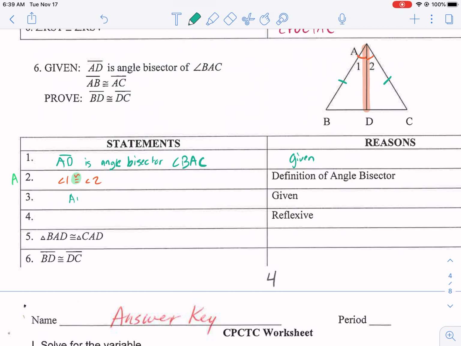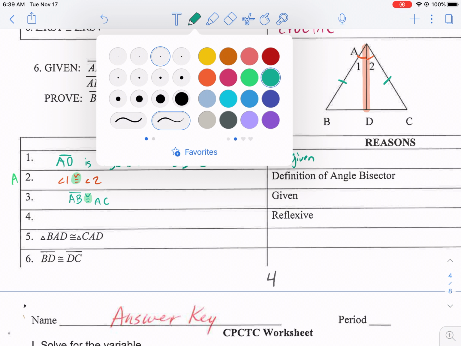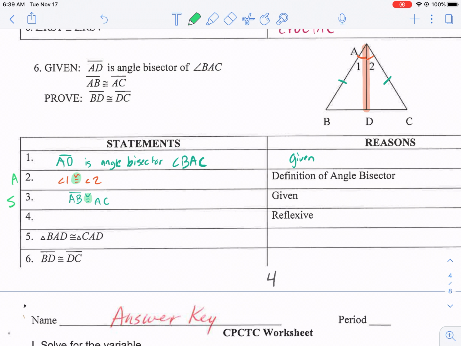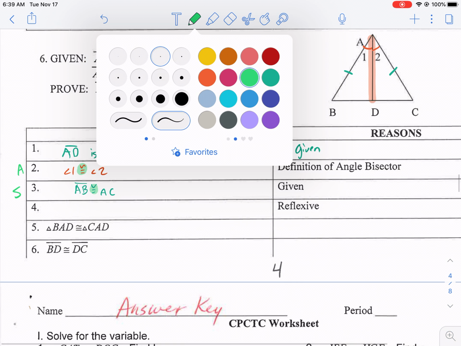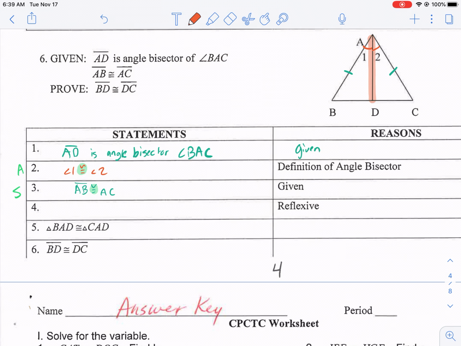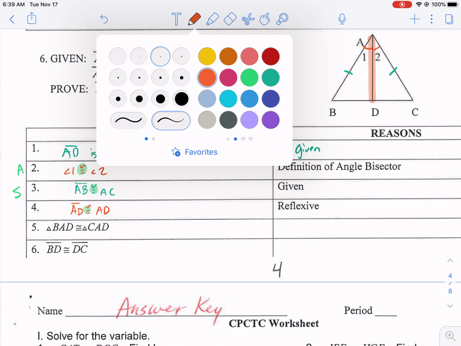What is it? AB congruent to AC. Alarm, alarm, got it. Okay, turned off the alarm, snooze. That was a segment or a side. Now reflexive, what are we going to do for reflexive? Guess what? That was the first thing we highlighted. AD is congruent to AD. Alarm, alarm, got it this time, pretty quick. That's another side.